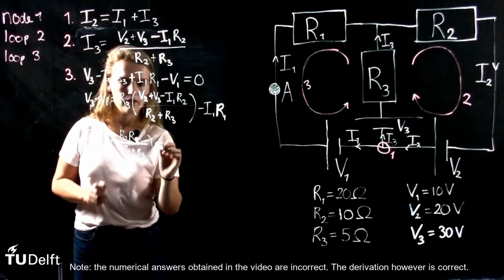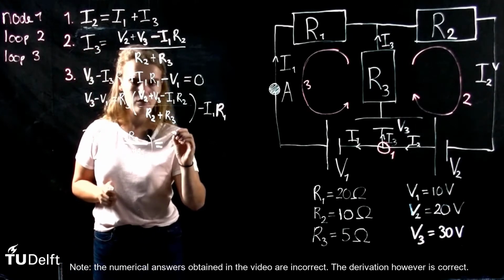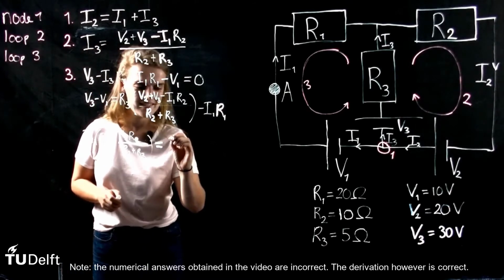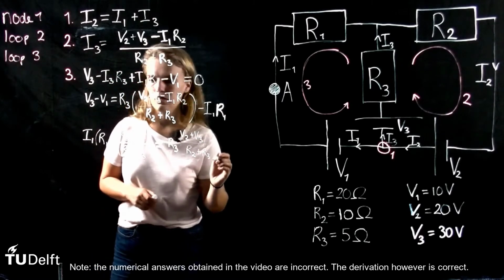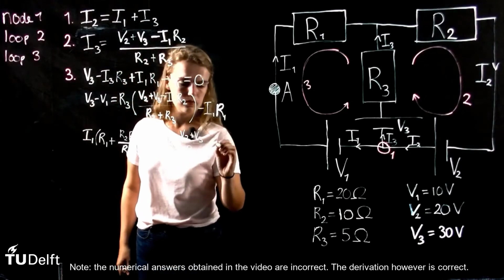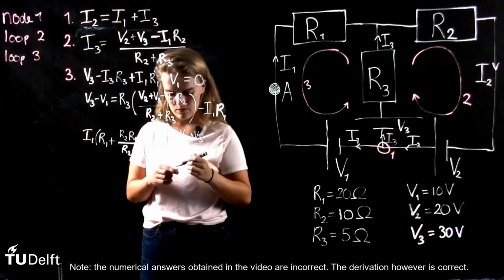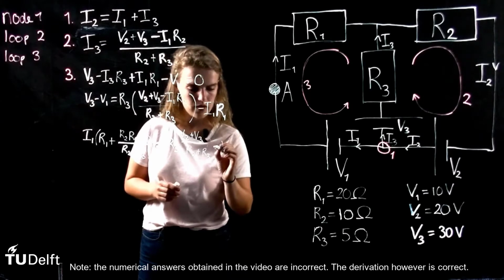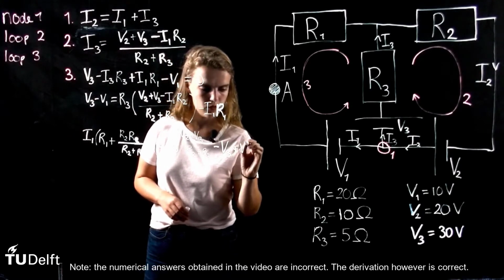So we have these terms to this side. Then we are left with the R3 times V2 plus V3. And then minus these. So minus V, minus V3 plus V1.